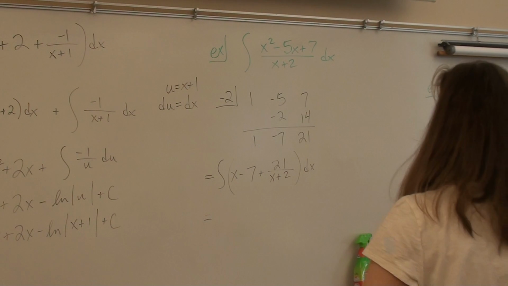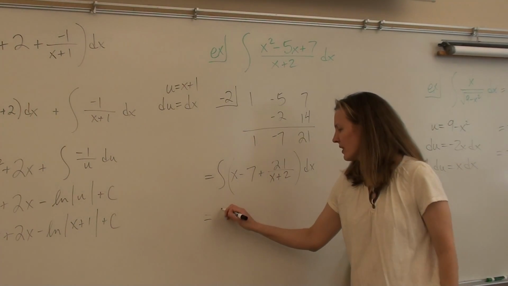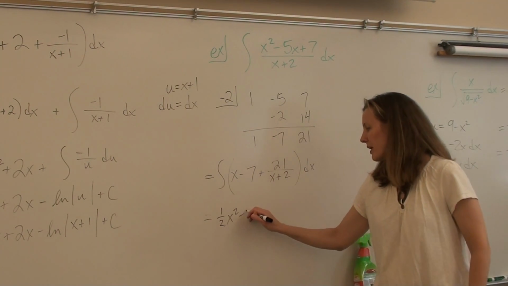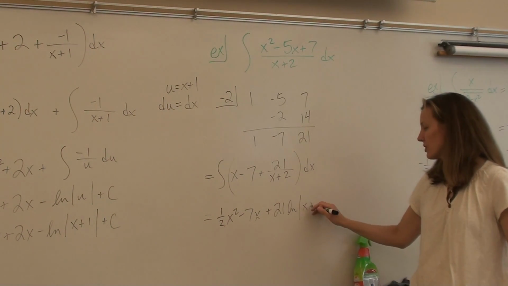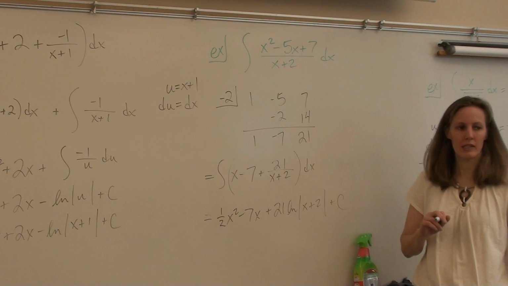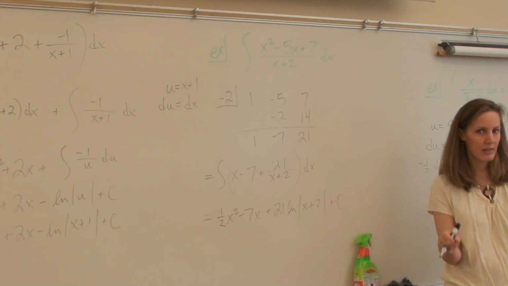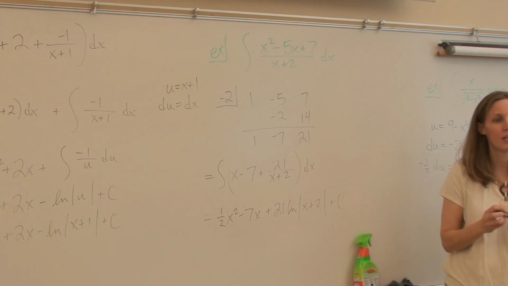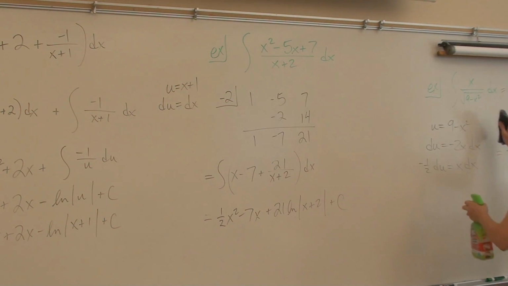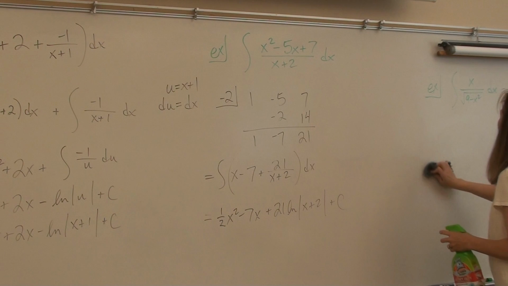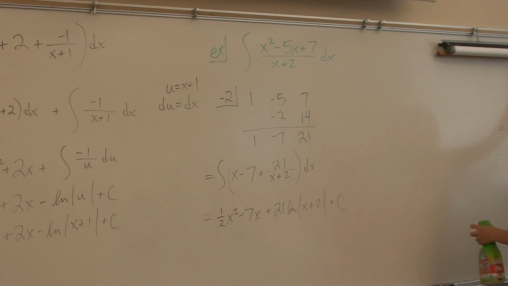Okay. So, 1/2 x squared minus 7x plus 21 ln absolute x plus 2 plus c. Is that good? Well, you'll see. You can do all kinds of stuff on quizzes that you might not be expecting, right? Like foreshadowing. So, how do you get the 21?